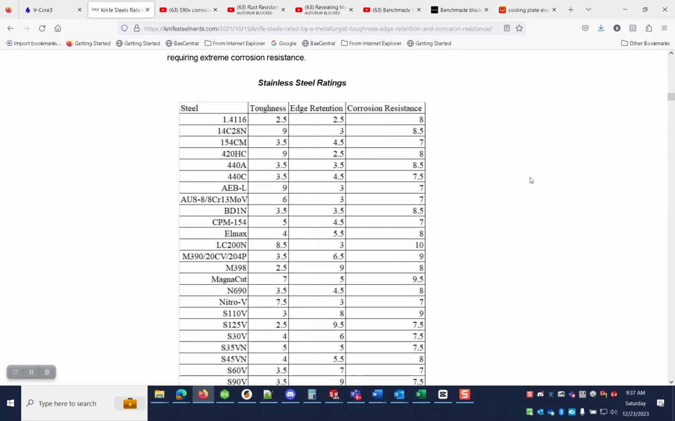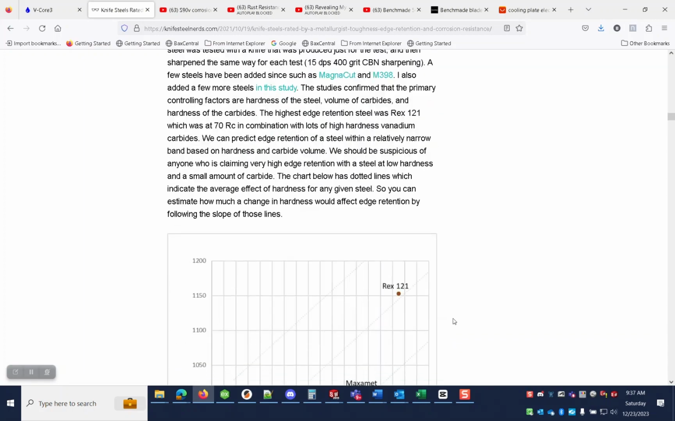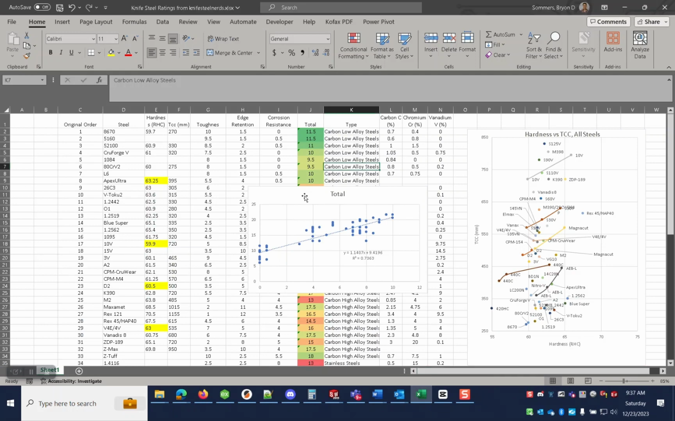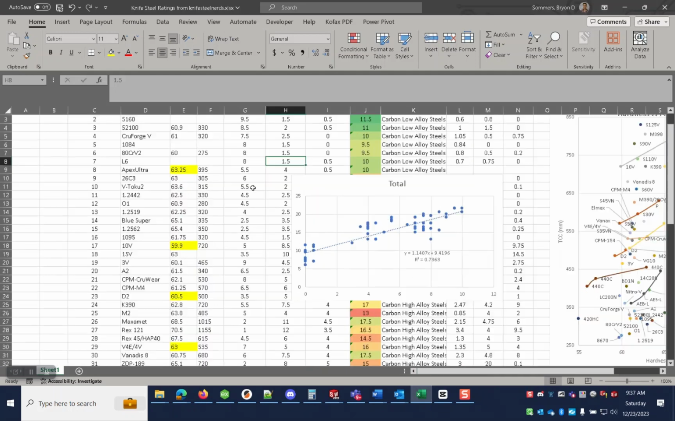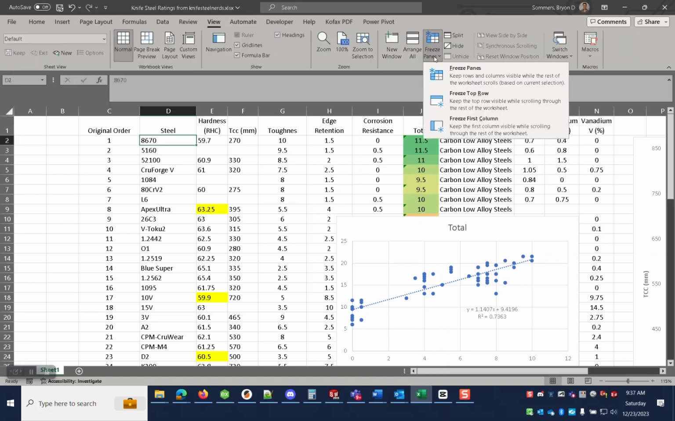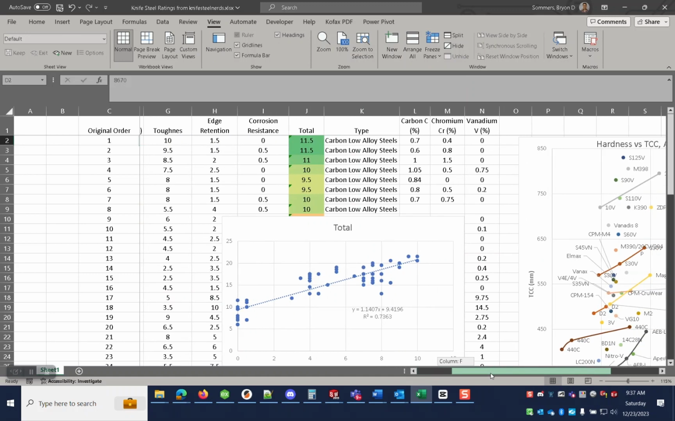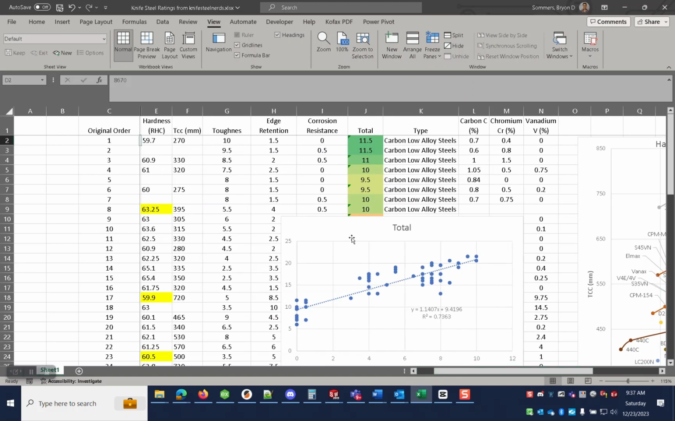What I was interested in specifically were these category ratings between low carbon or low alloy, high alloy, and stainless, and recreate some of these charts. So what I did is essentially manually transcribe it into Excel. Hopefully there's no errors. But what it allowed me to do is just play around and take a look at some of the data.